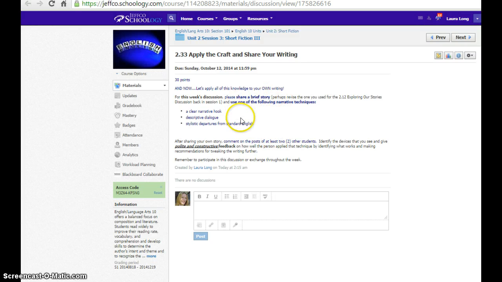Really doesn't matter what the story is here. You can use Little Red Riding Hood for all I care. Just pick a story that you can write effectively using some of these techniques. The goal is to practice the techniques.